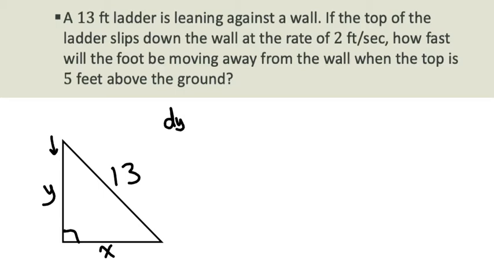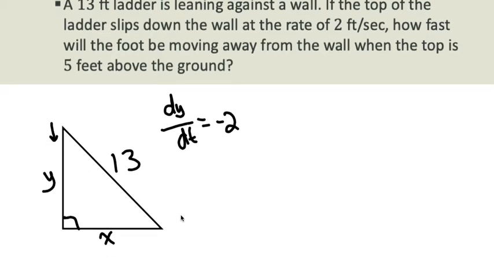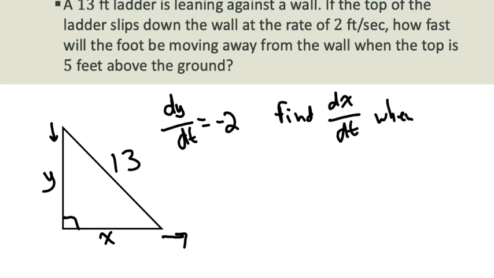So dy/dt is not equal to 2. It's falling down, that's a negative 2. Again, don't forget those little keywords that tell you whether it's positive or negative. How fast will the foot be moving away from the wall? So we want to know how fast this is moving. So we're trying to find dx/dt when the top is 5 feet above the ground, so when y equals 5.